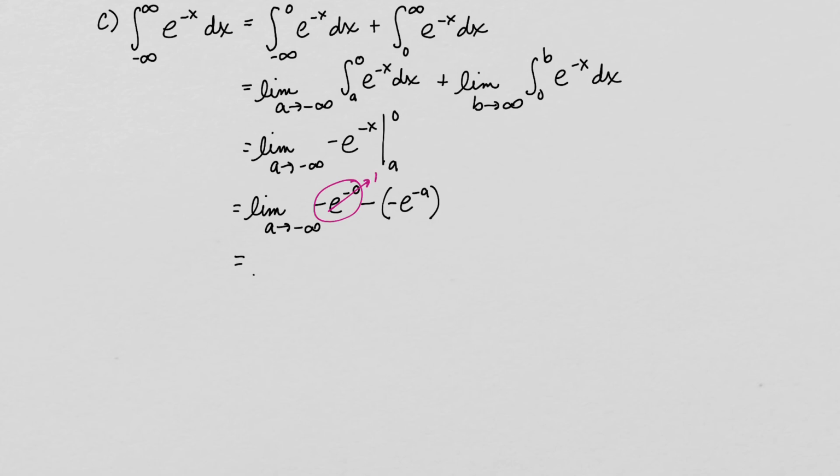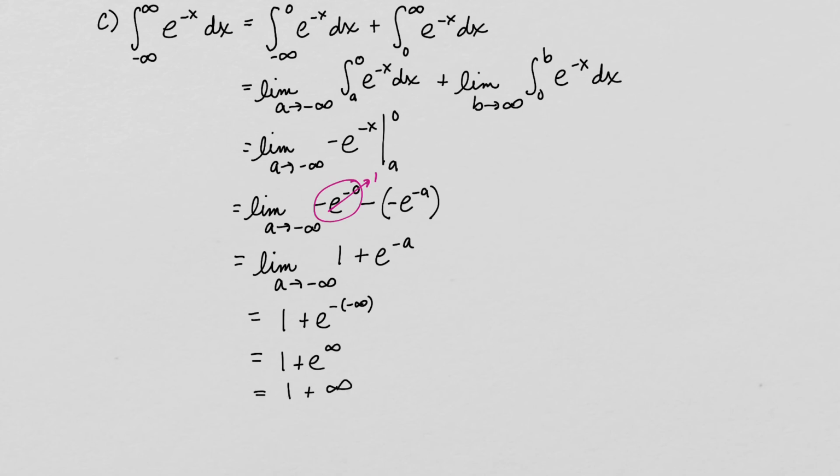So this is going to be equal to the limit as a approaches minus infinity of 1 plus e to the minus a. And so if I plug in infinity, I end up with 1 plus e to the minus infinity, or 1 plus e to the infinity, which is 1 plus infinity, which is infinity.